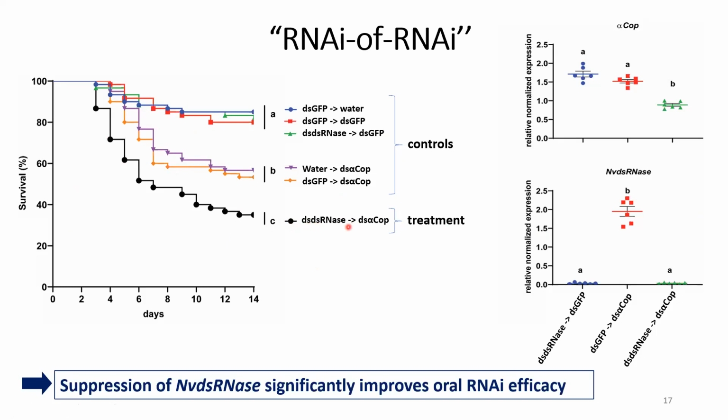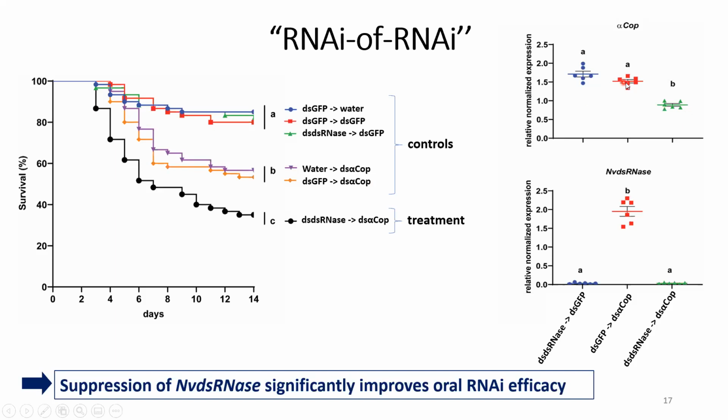And when we compared this treatment with the control, where the insects were fed on the diet that contains the essential gene dsRNA but where the dsRNase was not silenced, we can see that there was significantly higher mortality in the treatment. So here we can conclude that the suppression of this dsRNase gene certainly improved the oral RNAi efficacy. And if we look at the other control, where the dsRNase was injected and fed on GFP, when we see the mortality of this green curve, there is no difference from the other controls where the insects were injected with GFP and fed on either water or GFP. So there is no mortality in this particular control, which means that this dsRNase is not an essential gene.